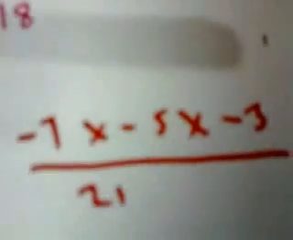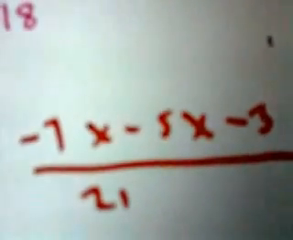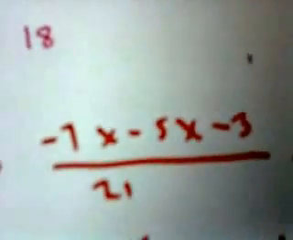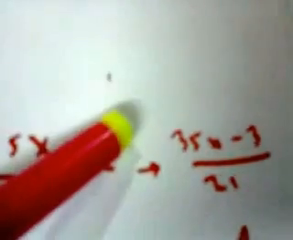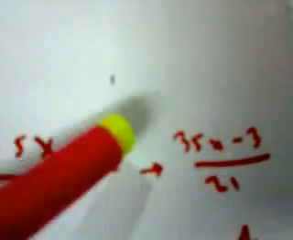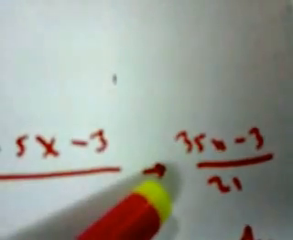There will be a tendency to cancel out this 3 with 21. Please don't do that, because that is not allowed in this method. This becomes 7 into 5, minus 7 into minus 5 is 35, and minus 3 remains, divided by 21. Now I will divide again 35 only by 21. Only divide 35 by 21, the remainder is 14.